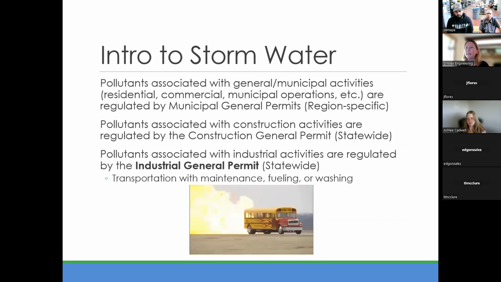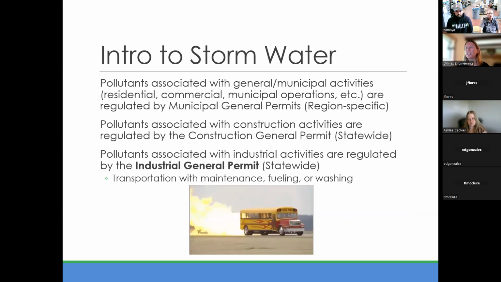The way this is regulated in California is that pollutants associated with general municipal activities, those are residential, commercial, and municipal operations, are regulated by the municipal general permits, and those are region specific. We have 9 different regions in California, so that can have some specificity based on the different environments. Of course, we have a large variety of environments from Northern California to South, so those regions are intended to make sure they're being sensitive to those different needs.